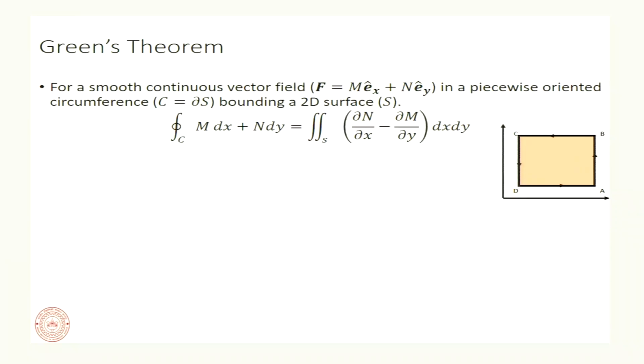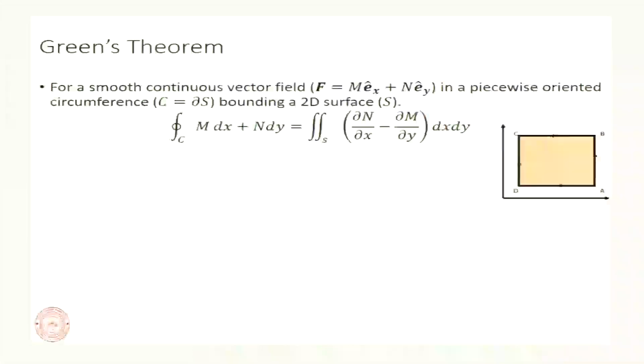So, consider a 2D space. We have a smooth continuous vector field F vector, where F vector is m e_x plus n e_y. M and n are both functions of x1 and x2. So, m is a function of x comma y, and n is also a function of x comma y. So, we have two functions m and n that define a vector field F in a piecewise continuous surface. So, we have a circumference C, which is equal to del S, which is binding a surface S in a 2D plane. So, this needs to be 2D for Green's theorem.